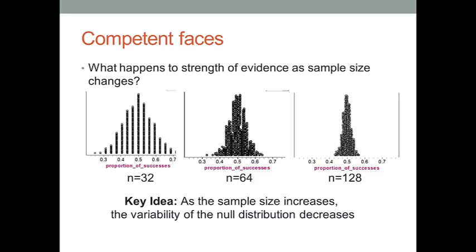Well, here you can see dot plots showing you the results of 1,000 simulations with three different sample sizes: 32, 64, and 128. The difference between these different null distributions is that as the sample size increases, the variability of the null distribution decreases. Here's another way to think about it.